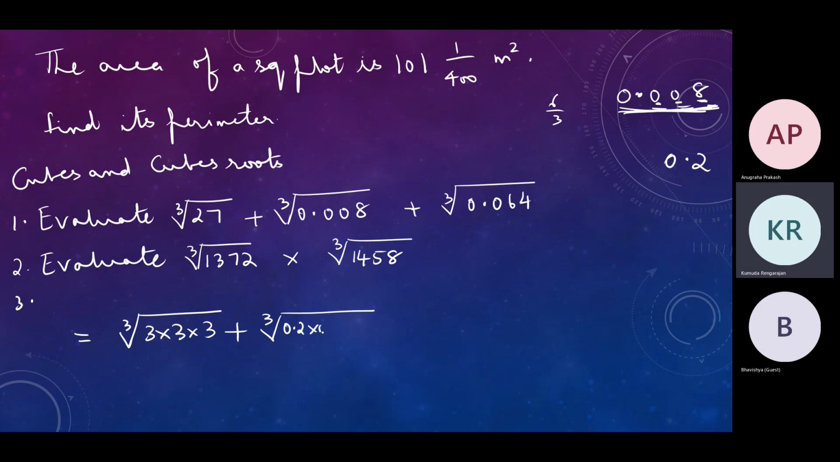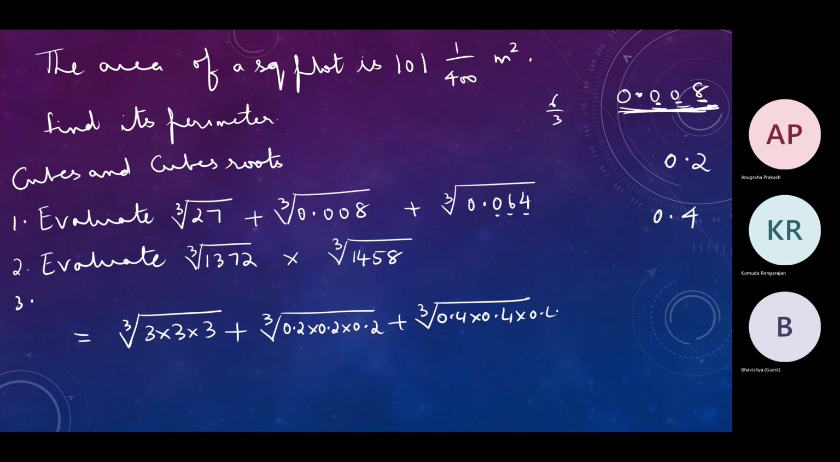0.2 into 0.2 into 0.2 will be 0.008. In the same way, the cube root of 64 is 4. 3 digits after the decimal point, so 3 by 3, only 1 digit after the decimal point. So it will be 0.4. 0.4 into 0.4 into 0.4.